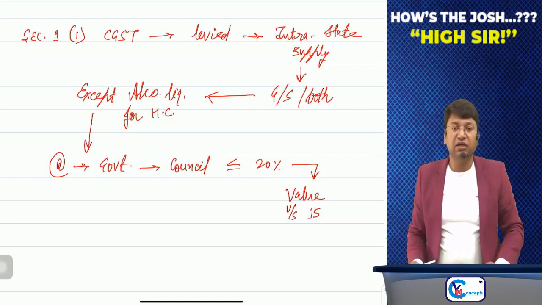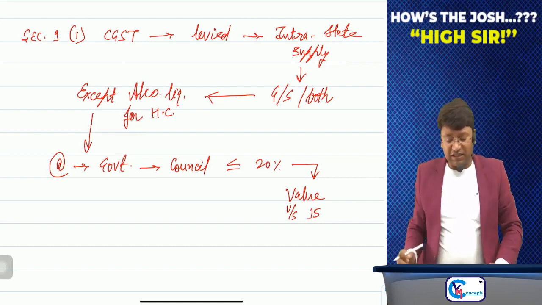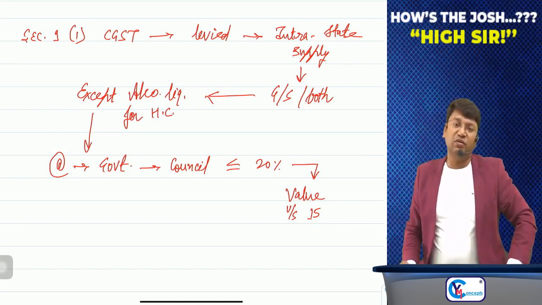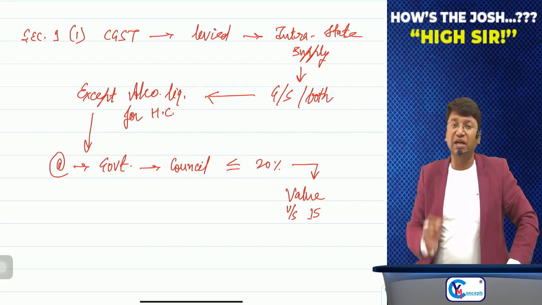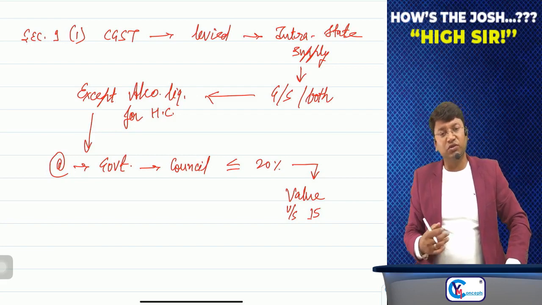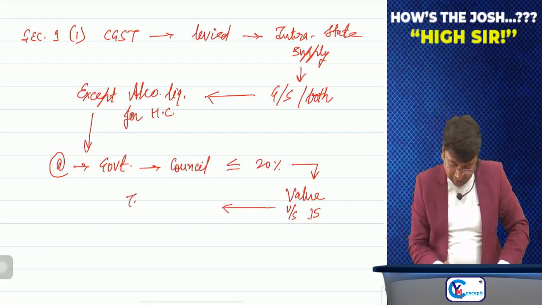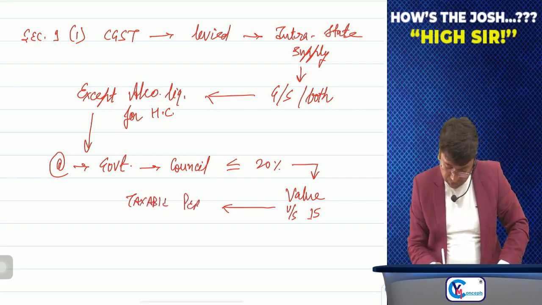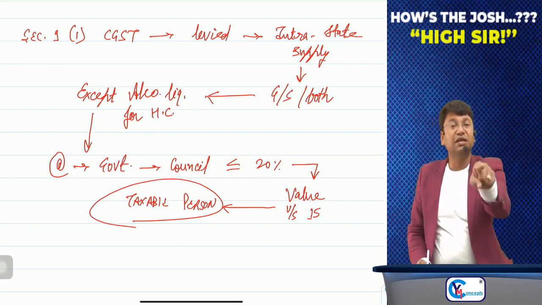Okay, sir, CGST will be levied on intra-state supply of goods or service or both except alcohol liquor for human consumption at the rate notified by the government. But, sir, not more than 20% of what? Value of such goods or service or both, and it shall be payable by a taxable person.